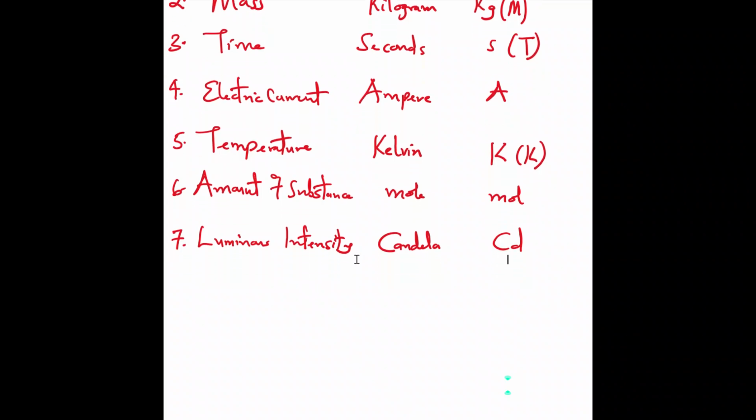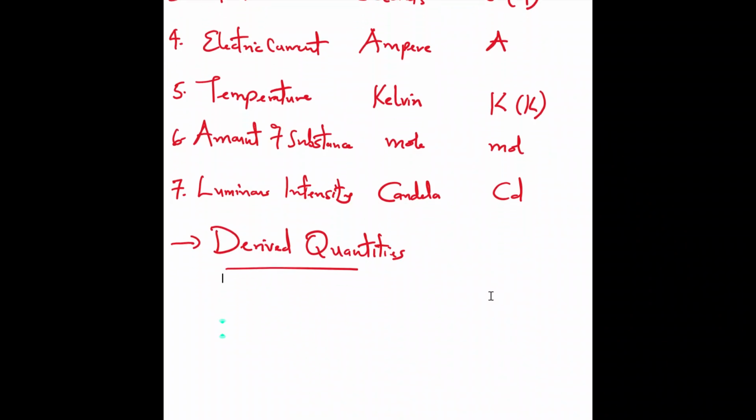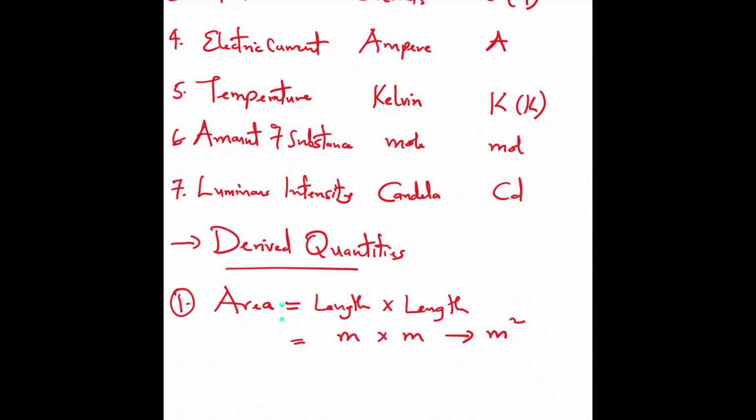Now I want to talk about derived quantities. These derived quantities are called derived because they are gotten from the basic fundamental quantities. The first derived quantity I'm going to talk about is area. The formula for area is length times length. We know that the SI unit for length is meters, so that's like saying meters times meters. So the SI unit is going to be meter squared.